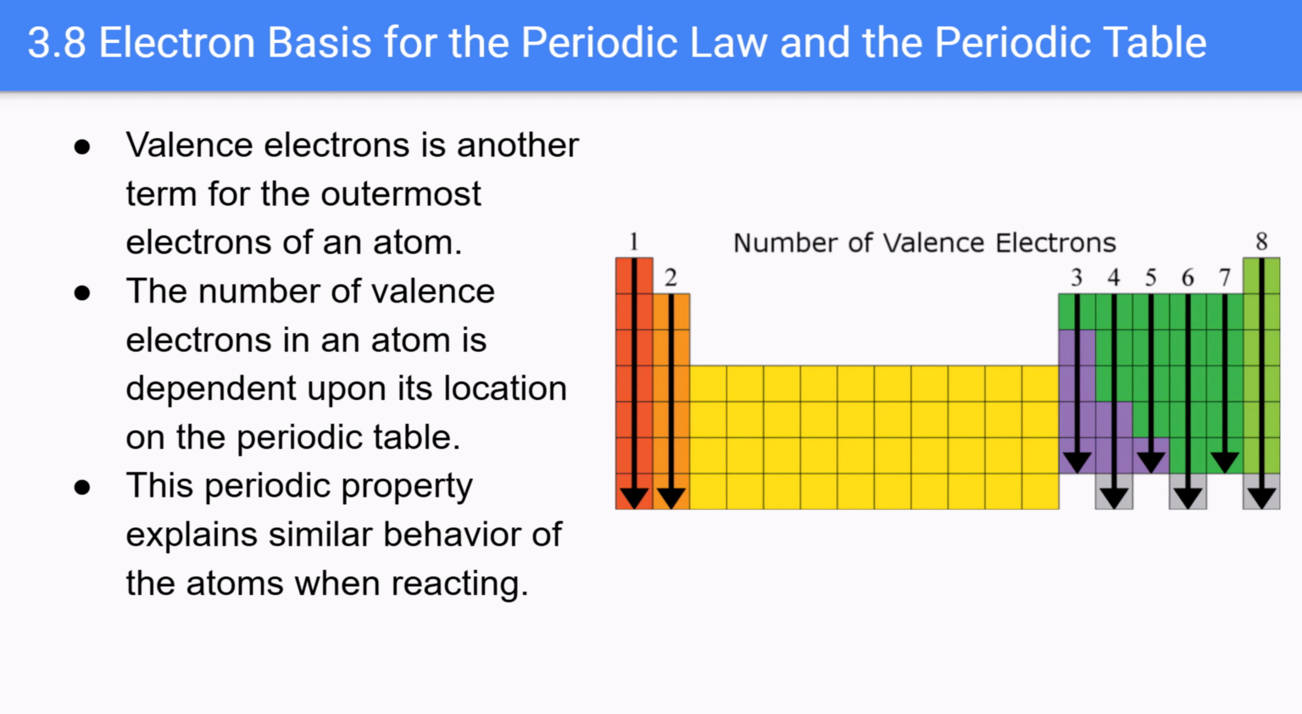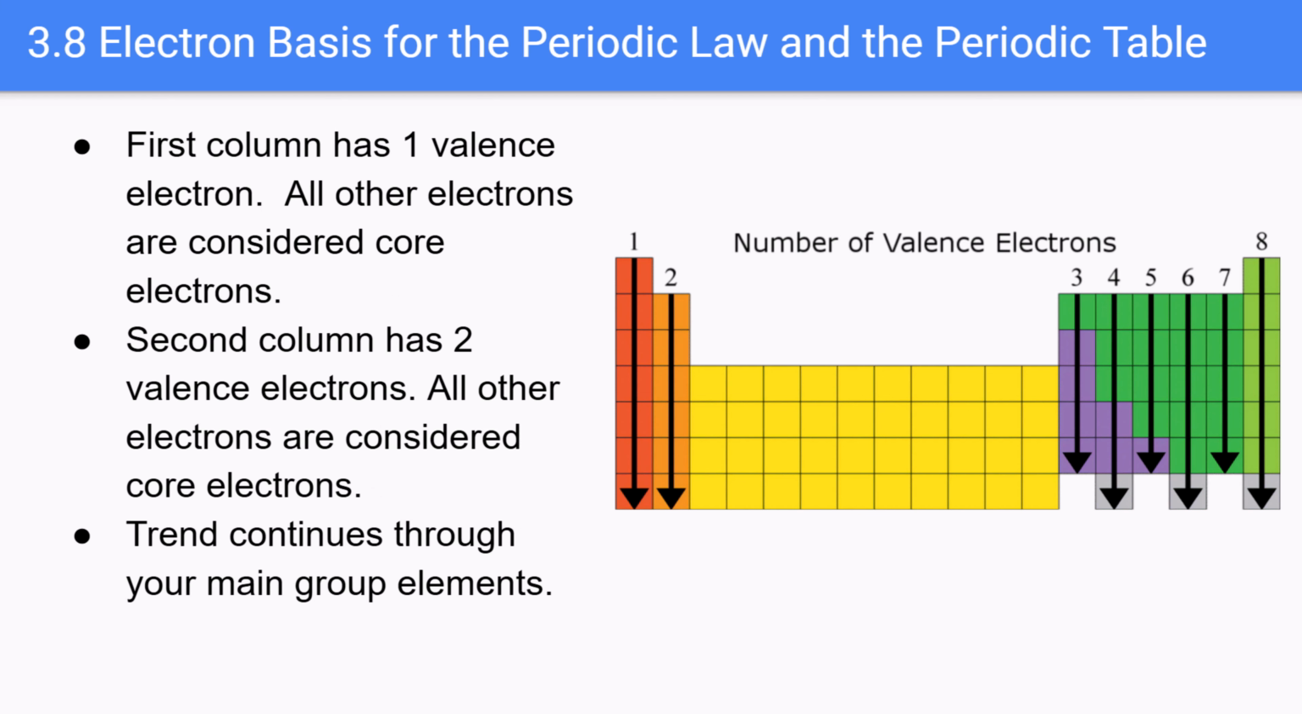So if we know the element in question and we know the number of valence electrons, we can figure out the number of core electrons, because the total electrons is going to be the core electrons plus the number of valence electrons. We can do a little bit of math and figure out how many core electrons an element is going to have based off of its valence electrons and the total number of electrons it has.